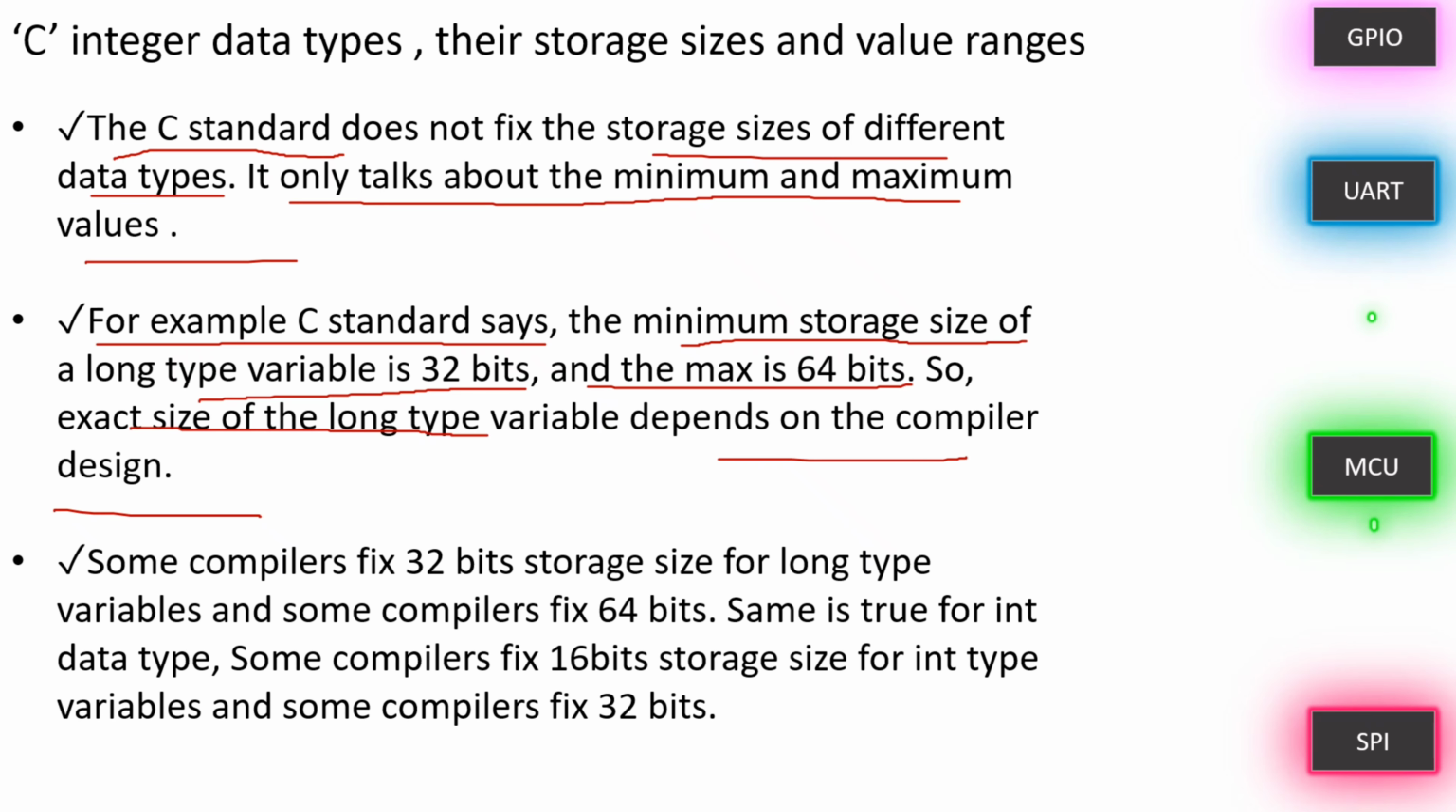Some compilers fix a 32-bit storage size for the long type variable and some compilers fix 64 bits. The same is true for the int data type: some compilers fix a 16-bit storage size for the int type variable and some compilers fix 32 bits. Remember all these points.